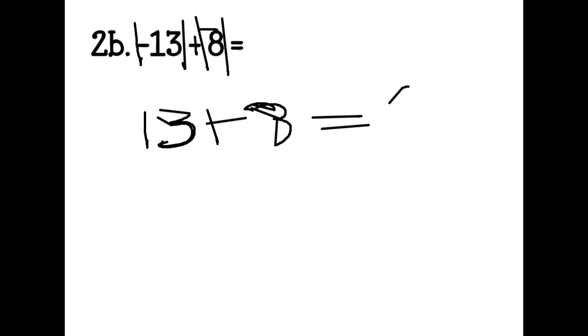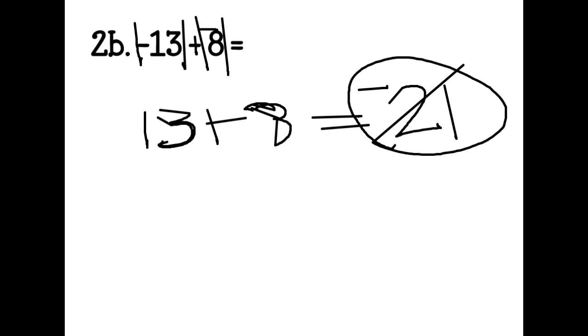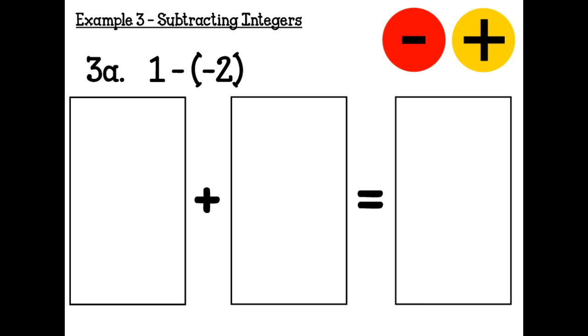Thirteen plus 8 is 21. And since they're both negative, it's going to be a negative 21. Here we have 1 minus negative 2. So we add the opposite. So we have 1 plus, opposite of negative 2 is a positive. So now we have 1 plus 2.